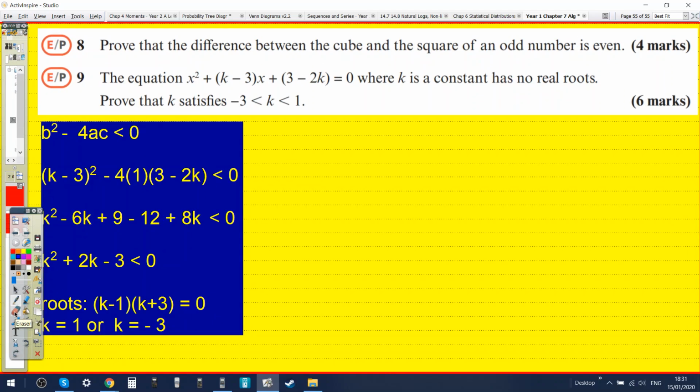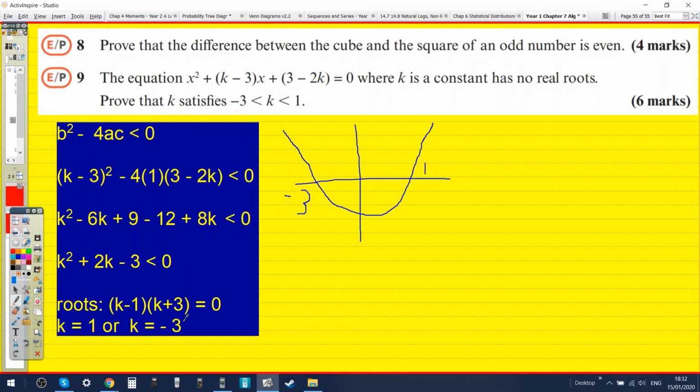What's next? Oh, we have to draw a graph. Yep. And 1 and minus 3 are the roots. Mm-hmm. And we need the y-intercept. What would the y be? Y-intercept is minus 3. Why? That's when k is 0. It's like with x. Oh, when x is 0. Okay. So when is k squared plus 2k minus 3 less than 0?